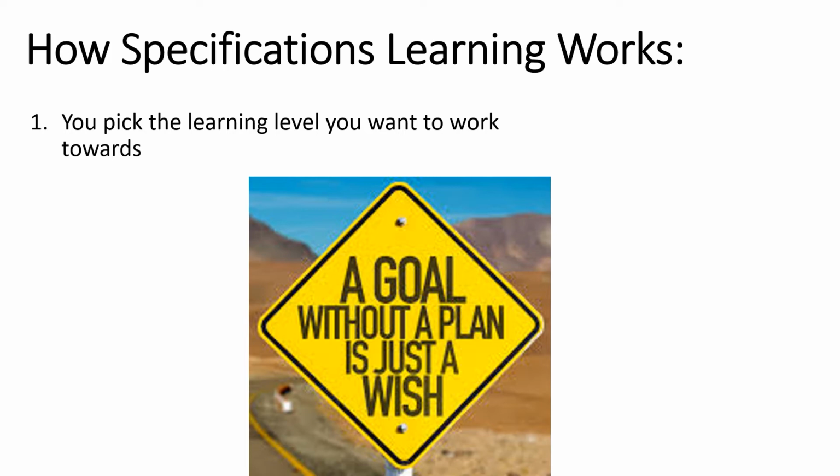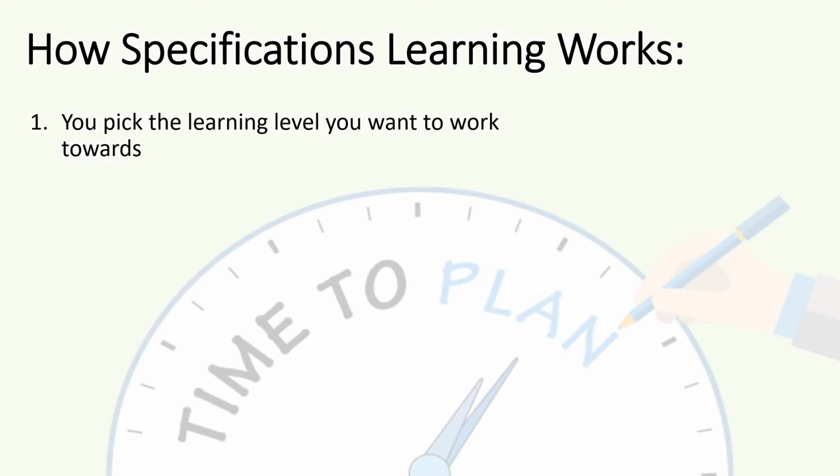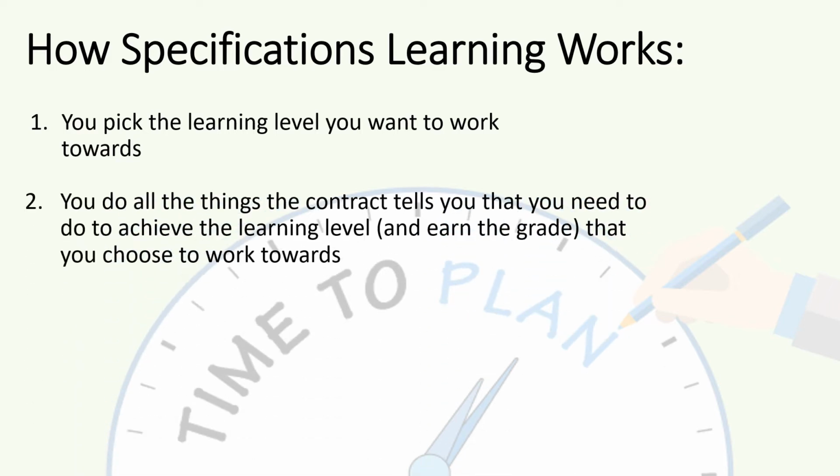You have to decide now, at the start of the class, which learning level you're working towards achieving, so you know which of the plans laid out in the learning contract you need to follow. Once you decide, you do everything the contract tells you that you need to do in order to meet the requirements for that learning level and to earn the grade that you chose to work towards. And you use the contract throughout the semester to help keep you on track.